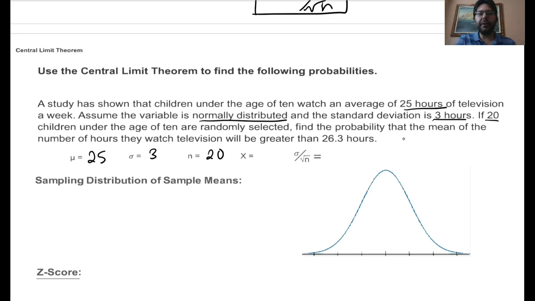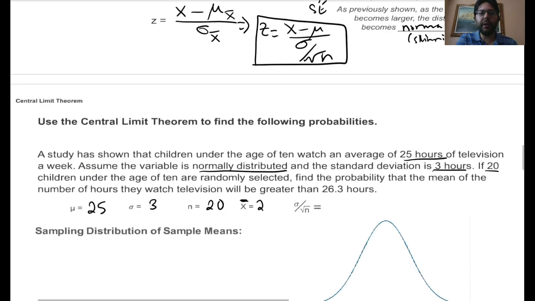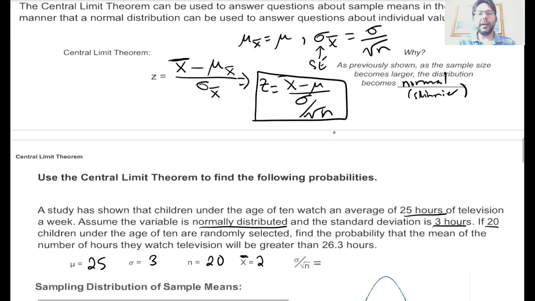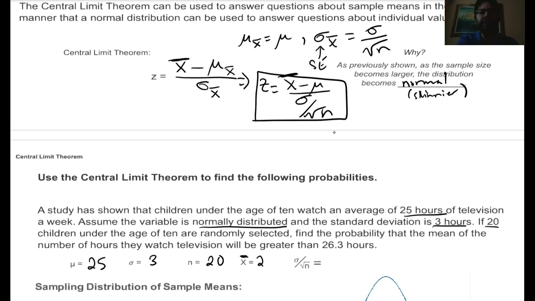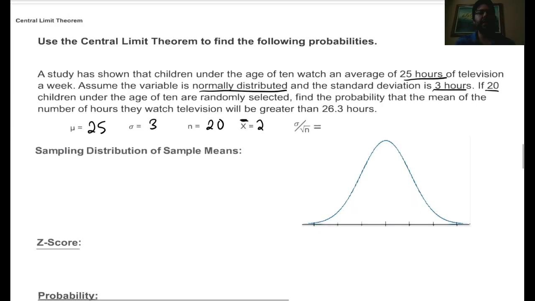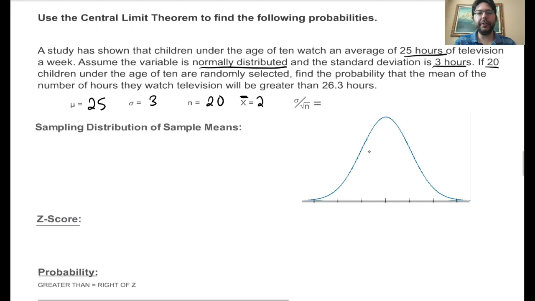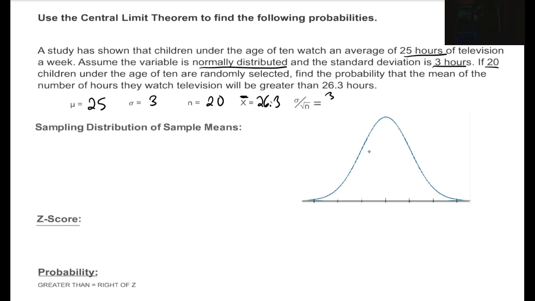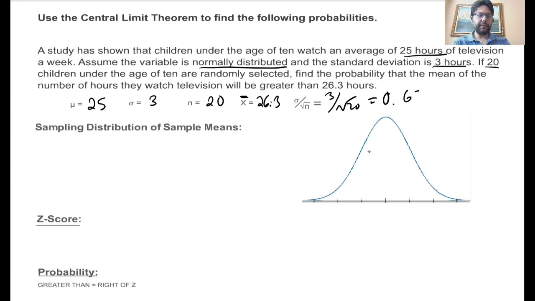So this is saying that the mean is greater than 26.3. So this would be x bar right here. I forgot to say that this is x bar. I apologize for that. So just make that correction there. So x bar is 26.3. And then we'll have to find out what sigma over square root of n is. That's going to be 3 over square root of 20. We'll go ahead and find that because we need that for the formula. So I'm going to calculate that: 3 divided by square root of 20. So we get 0.67.